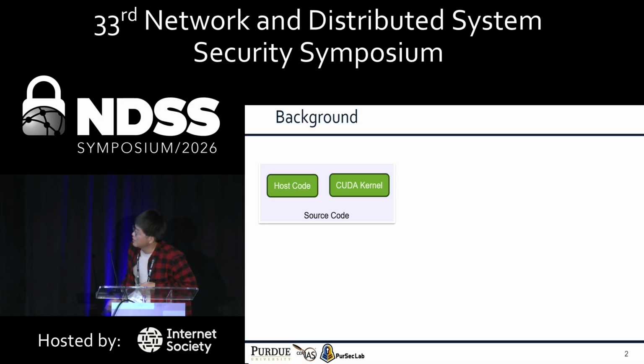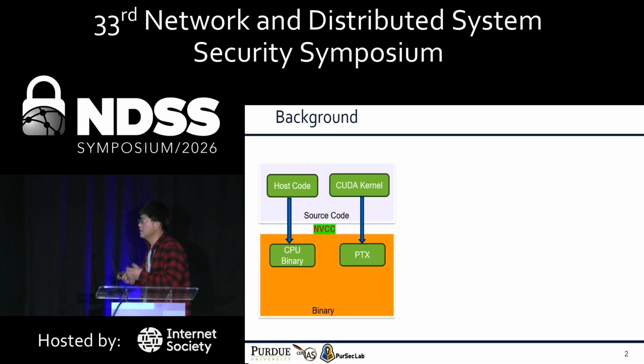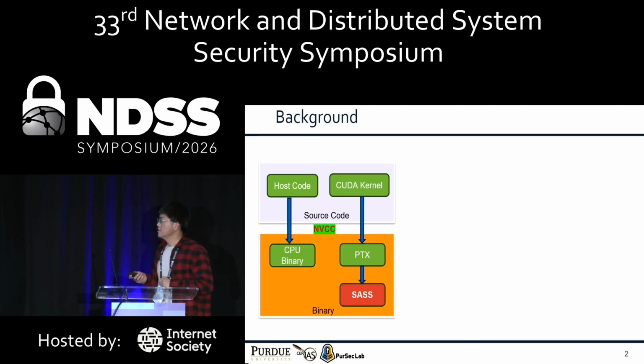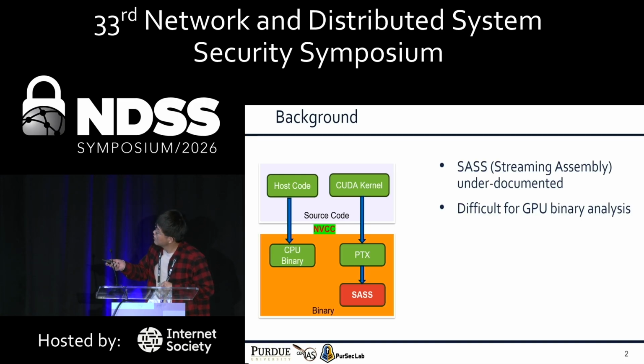So as we can see, here is the CUDA source code. It contains the CPU code and the GPU CUDA kernel. And then we can use NVCC to compile it to binary. It also contains the CPU binary that will be executed by CPU, and also PTX, which is a higher level assembly code. Then it can be further compiled into SASS, which is the lowest level assembly code that will be executed by GPU. And so we found that SASS is undocumented, and it's kind of mysterious for researchers to do the binary analysis. So that's why we propose our work, NVLift.